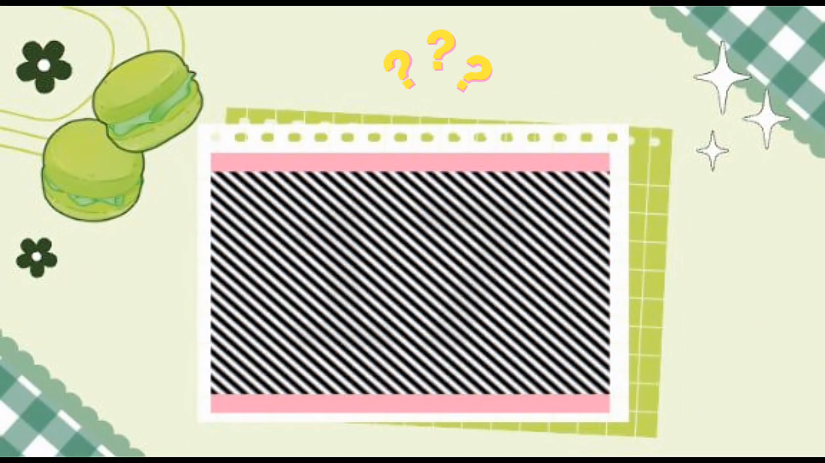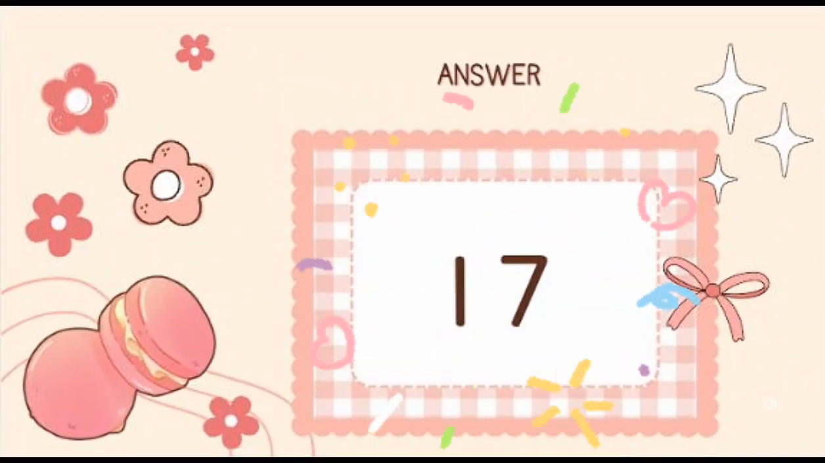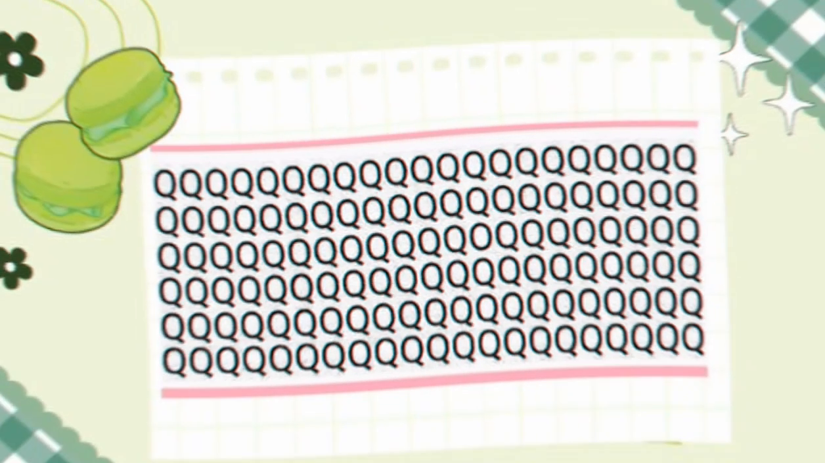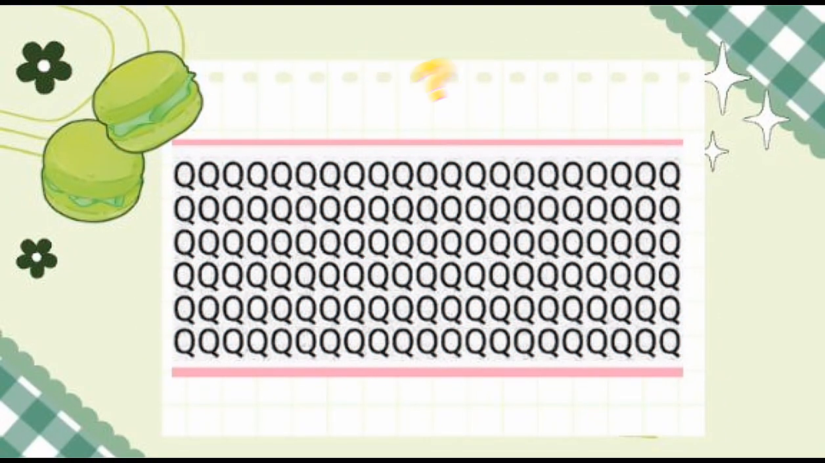Let's proceed to the second picture. Find the hidden number. Again, I will give you 5 seconds to identify the answer. 5, 4, 3, 2, 1. Okay, let's check the correct answer. Okay, 17. If you answer 17, congratulations, your answer is correct. Let's proceed to the last picture.